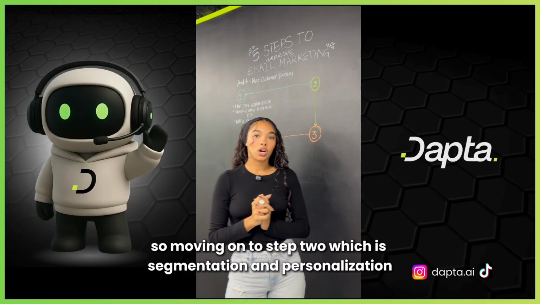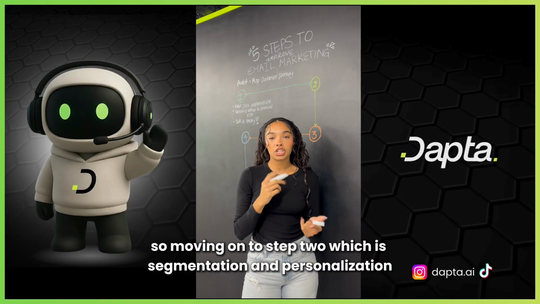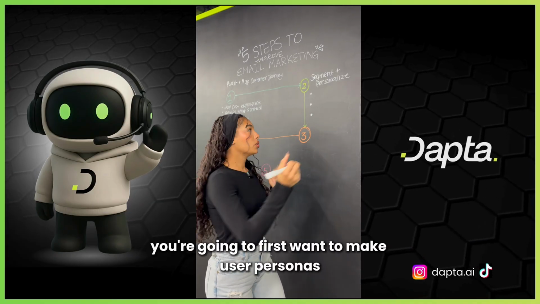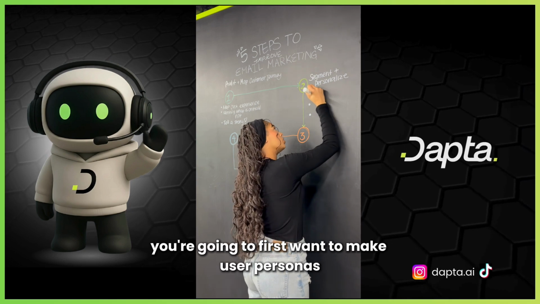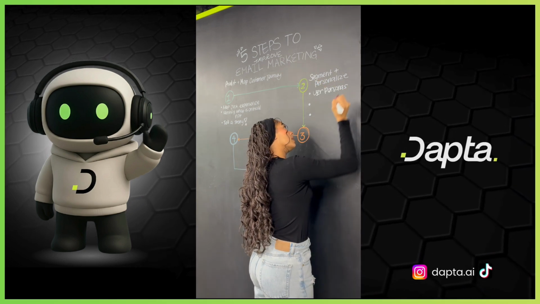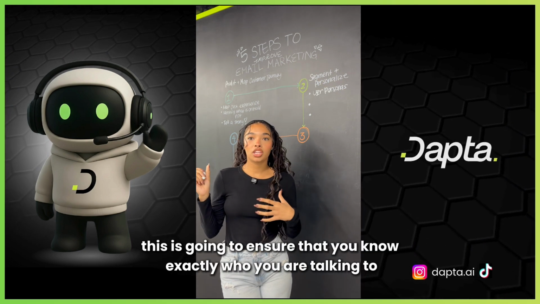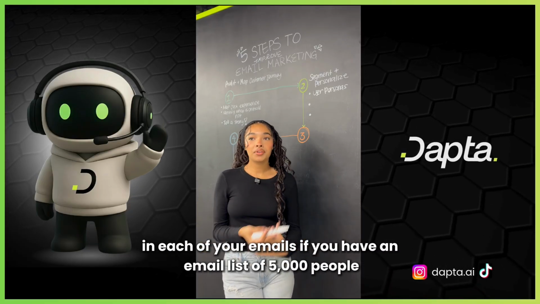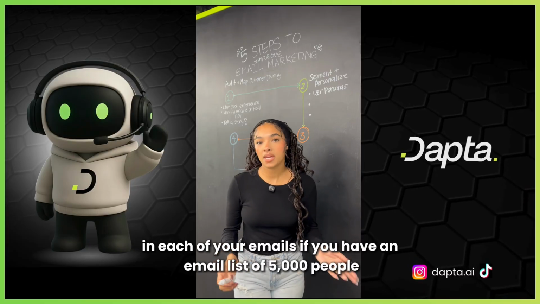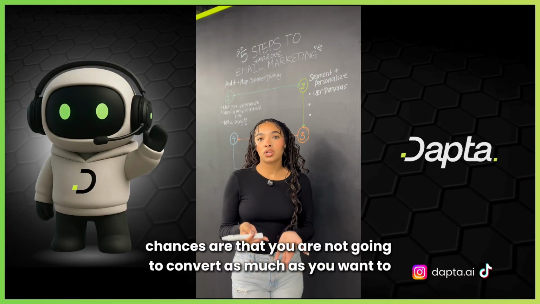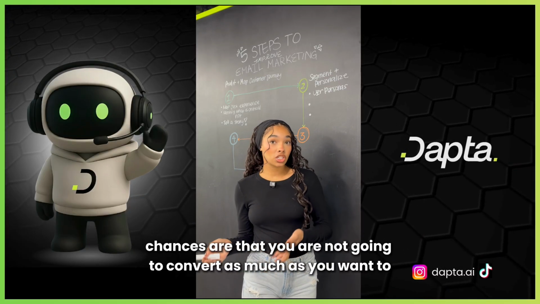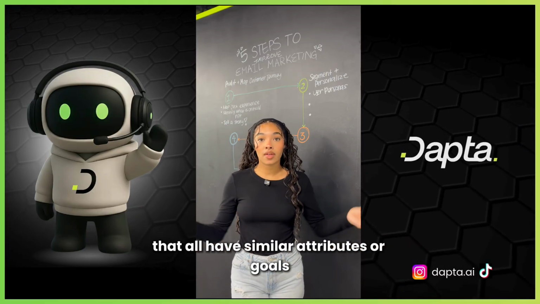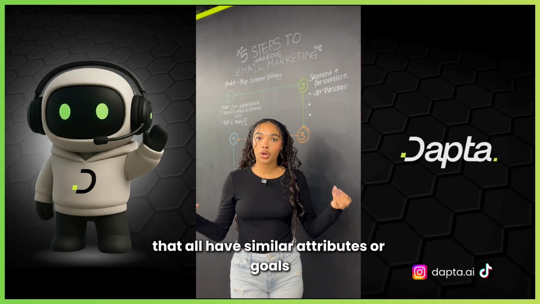So moving on to step 2, which is segmentation and personalization. Okay, so on this step, you're going to first want to make user personas. Now, this is going to ensure that you know exactly who you are talking to in each of your emails. If you have an email list of 5,000 people, chances are that you are not going to convert as much as you want to.